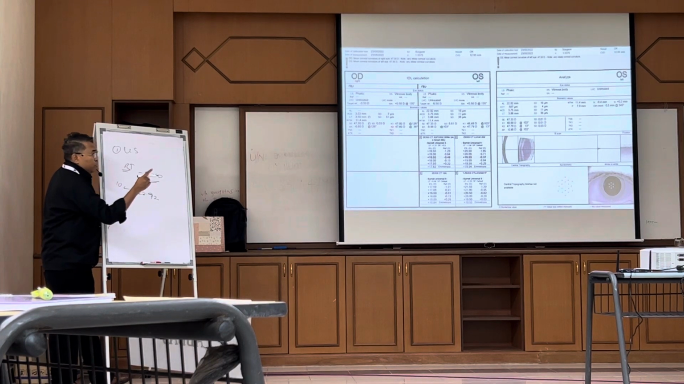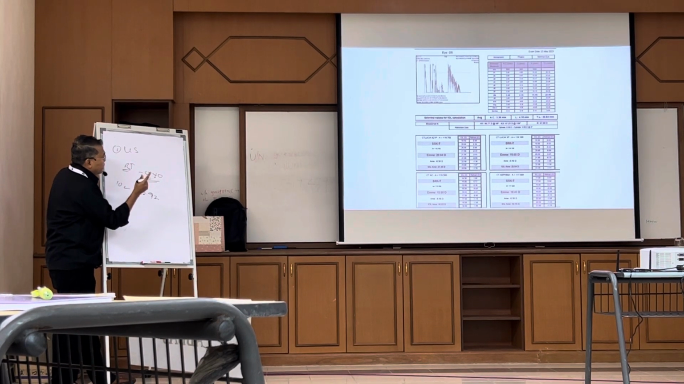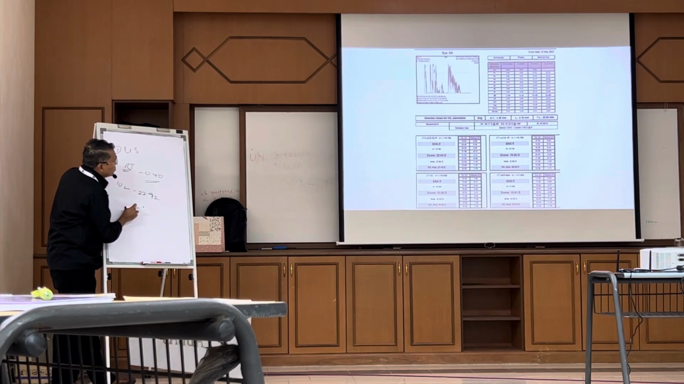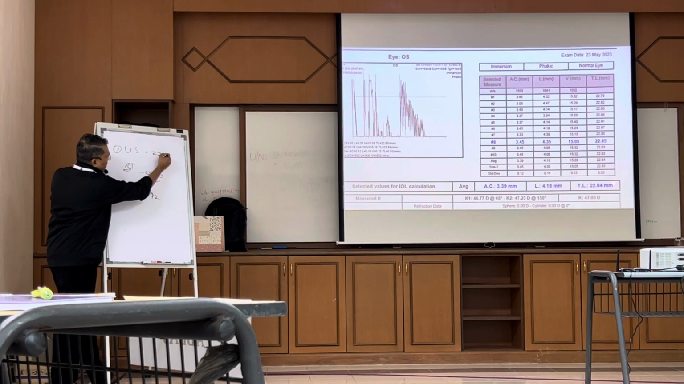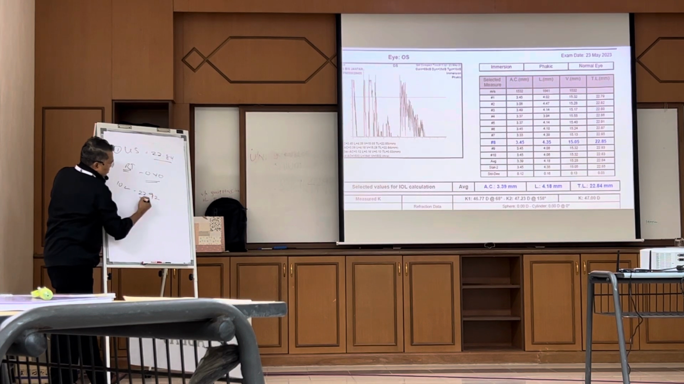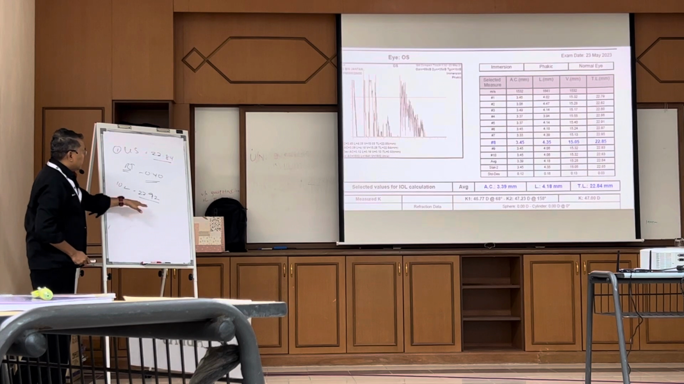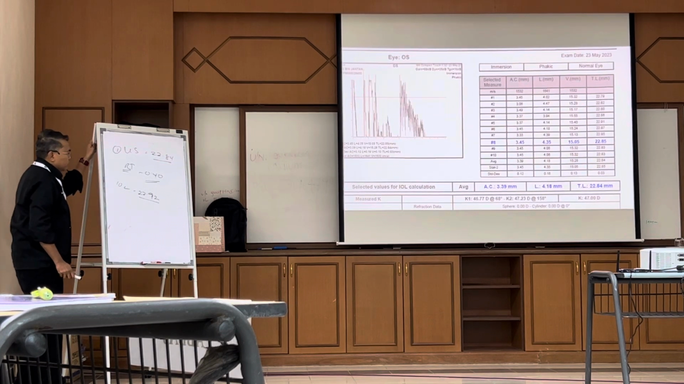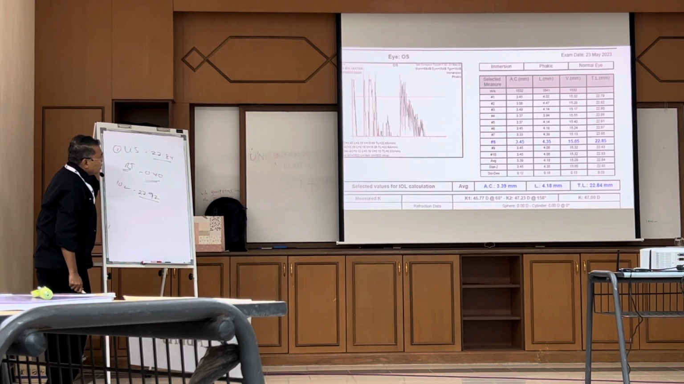Sorry, can we go back to the ultrasound? What is the axial length in ultrasound? 22.84. 22.84. The difference is actually just 0.1. Quite okay, right, Paul?